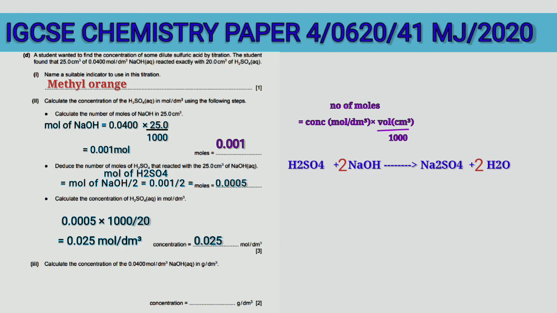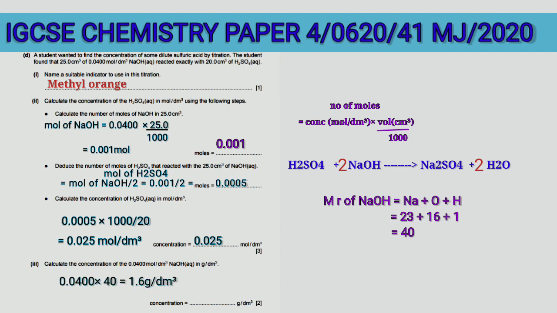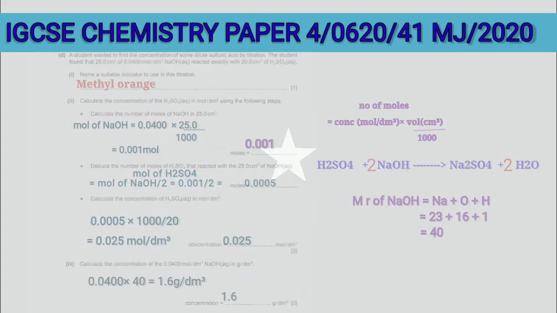Question D3. Calculate the concentration of the 0.0400 mole per dm cube of NaOH in gram per dm cube. To find concentration in gram per dm cube, we have to multiply concentration in mole per dm cube by relative molecular mass. So molecular mass of NaOH is 40. We'll multiply 0.0400 into 40, which on calculation comes to 1.6. So concentration is 1.6 gram per dm cube.